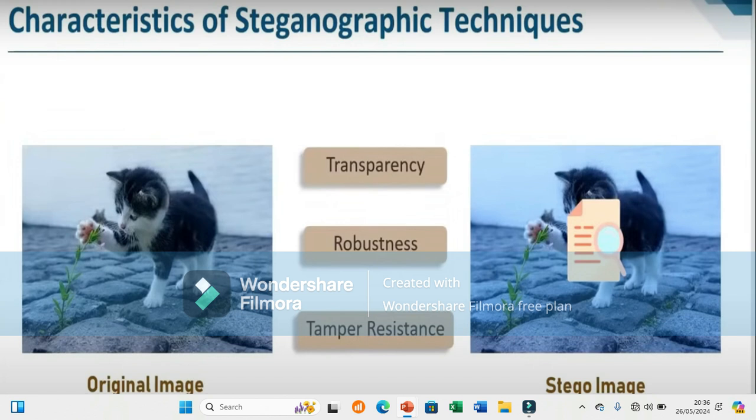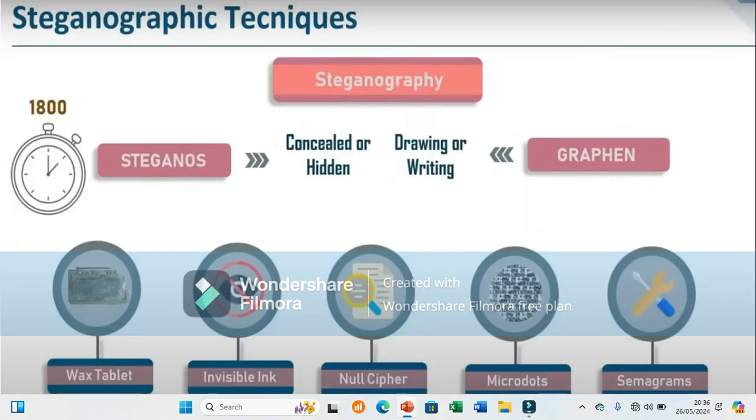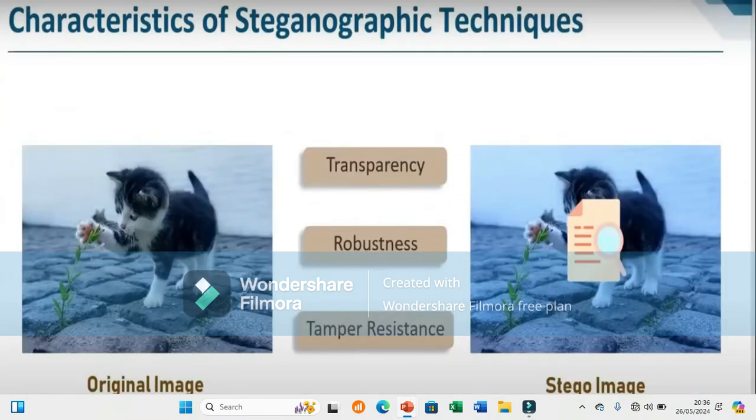So the characteristics of steganography techniques: transparency, robustness, tamper resistance, original image, stego image. You are seeing that this image is the original, but once I take it through the process of steganography, this image will be the one covering it. I did it this way simply because it's a graphical display. The normal way is that the image is supposed to be at the back, which means the cat is hiding that file.